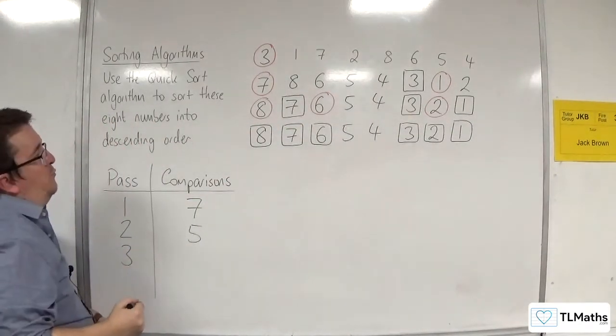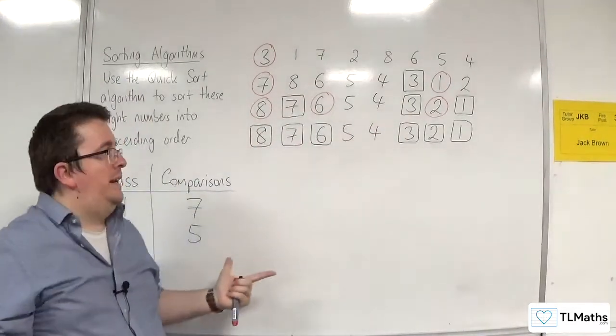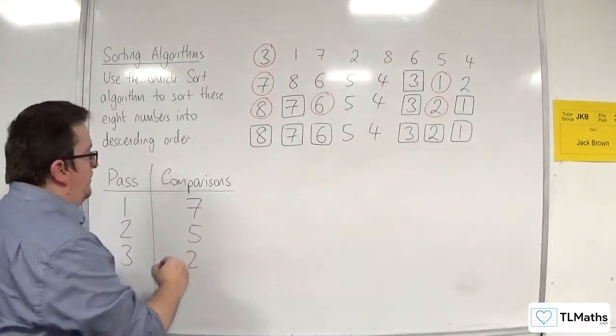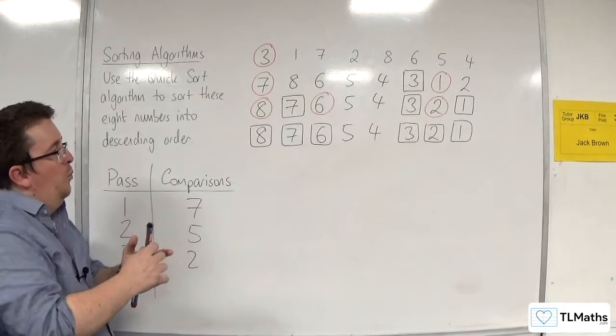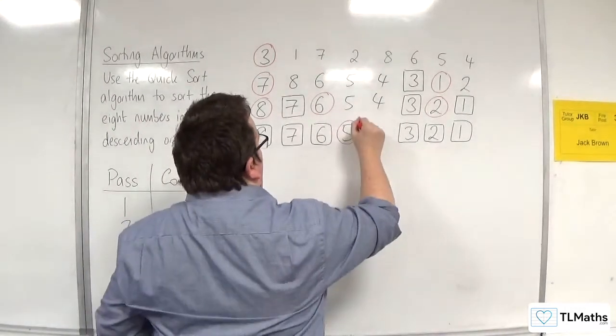So after pass 3, how many comparisons did we make? Well, 8 and 2 we didn't compare with anything. 6 got compared with 5 and 4, so there were 2 comparisons. We've only got 1 sublist now. So we circle the first number in the sublist.